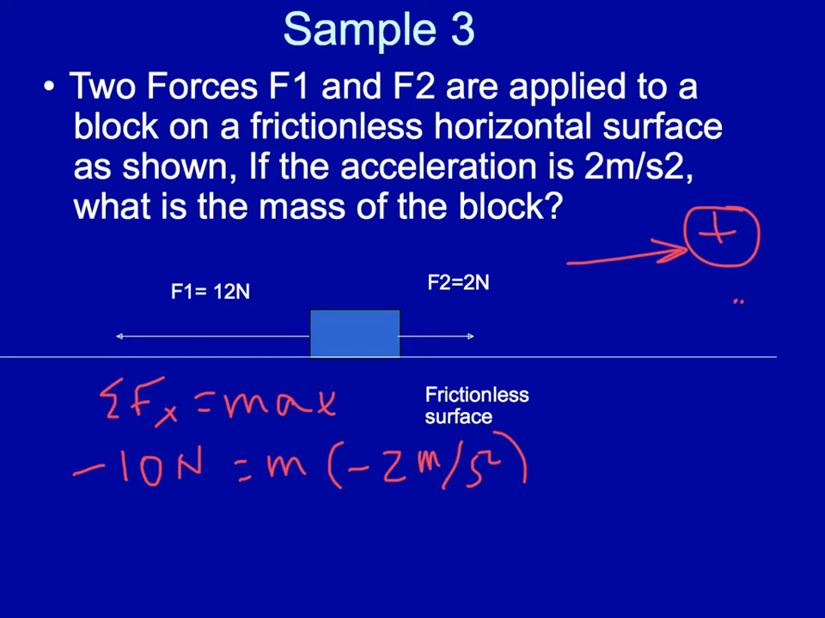So when I solve, I divide both sides by negative 2. I get m is equal to 10 divided by 2, which is 5. And the units are kilograms times meters divided by second squared, divided by meters per second squared, which is kilograms. It's a 5 kilogram box. Let's try another.